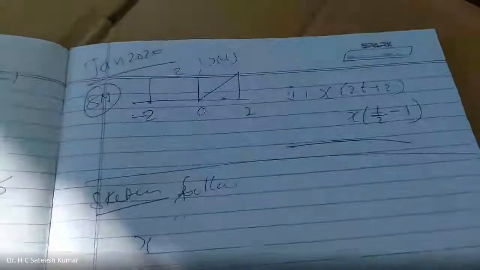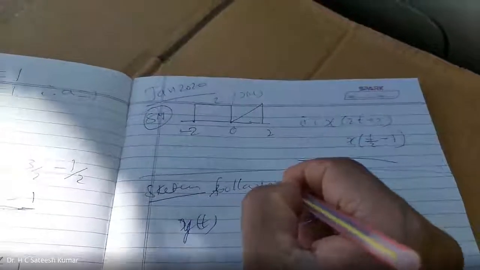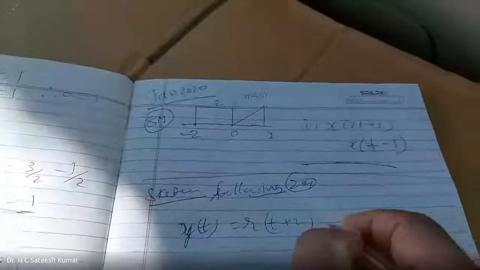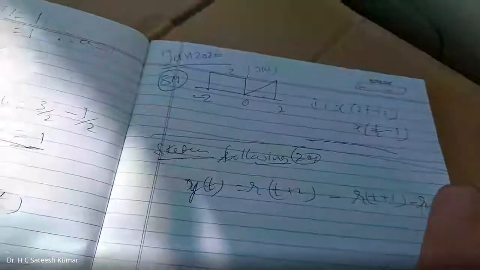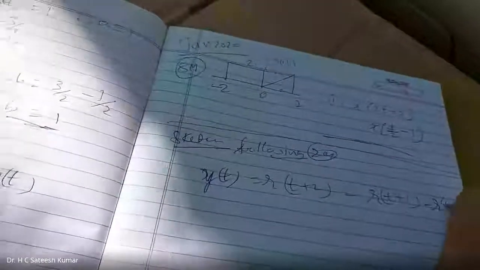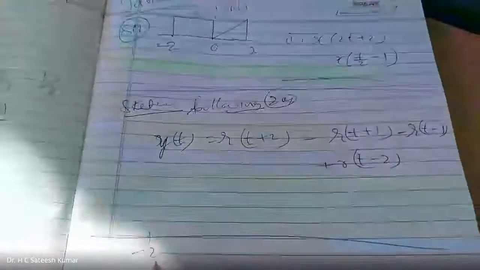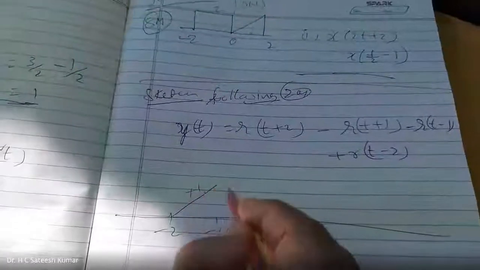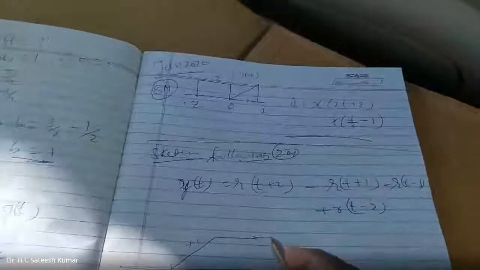Y of t is equal to r of t plus 2 minus r of t plus 1 minus r of t minus 1 plus r of t minus 2. For this one, only 2 marks, it is very simple. Starts from minus 2, increasing, and somewhere at minus 1 plus 1 slope will become minus 1. Same kind of problem I did. And at 0, I think the same problem only I did. You can check it out.